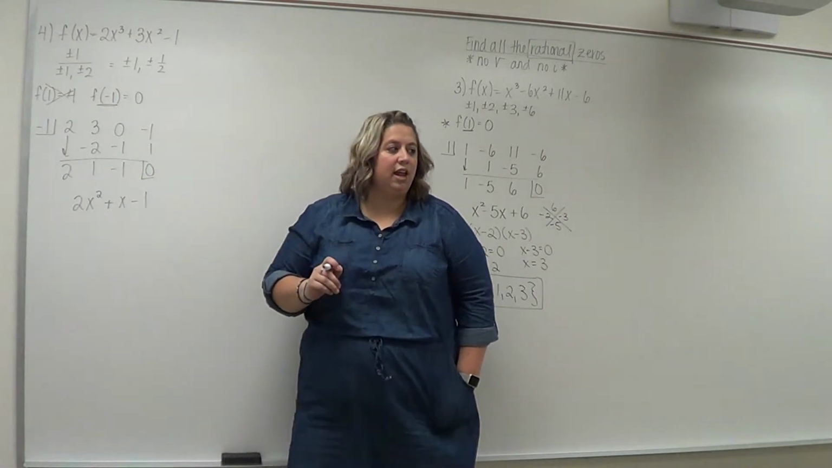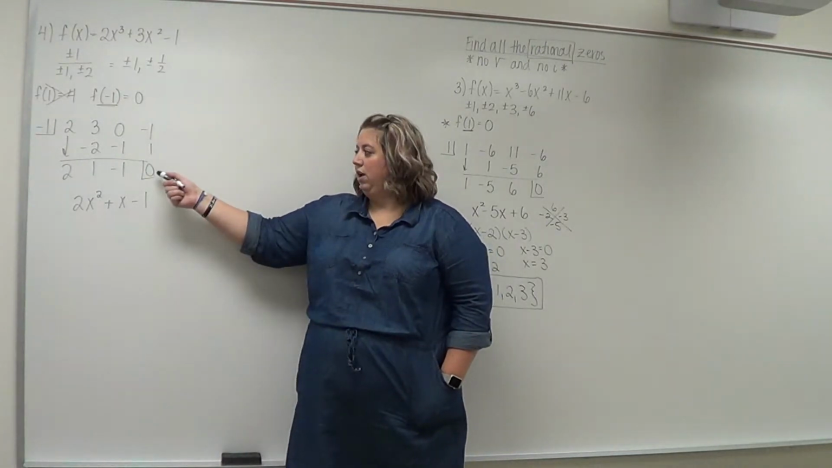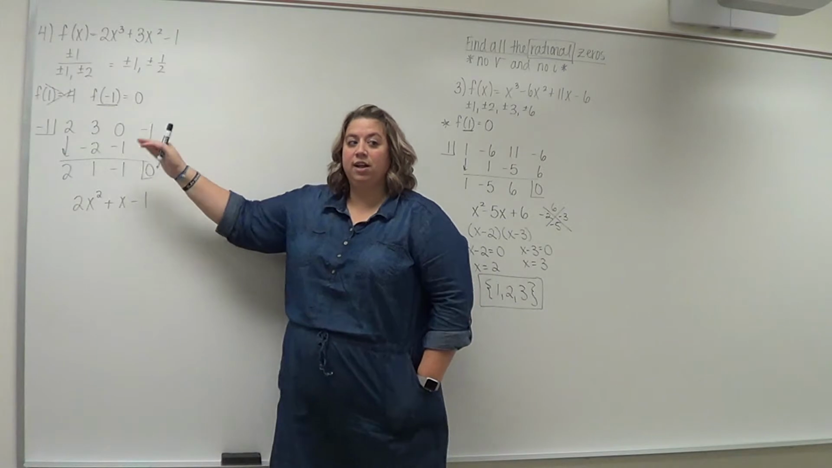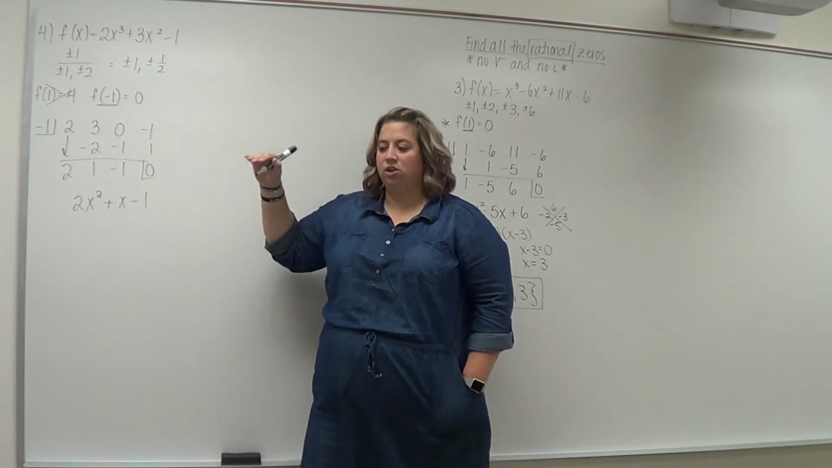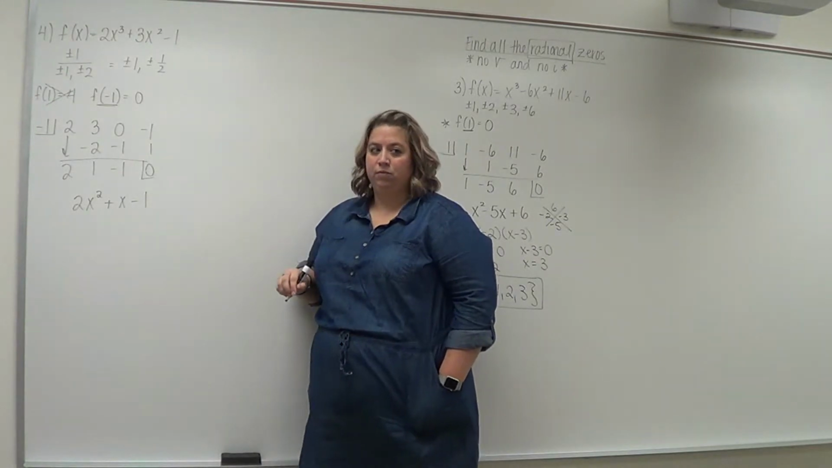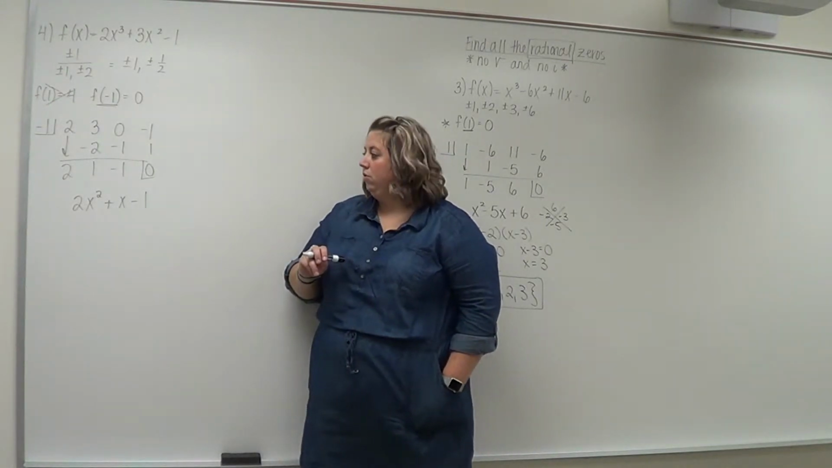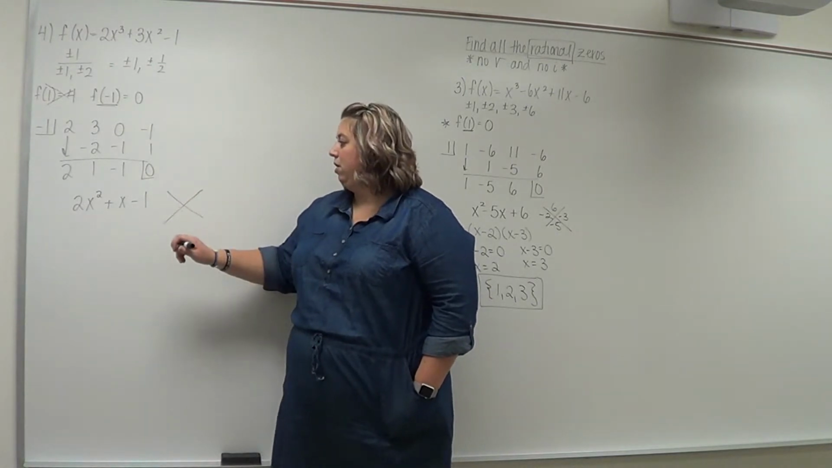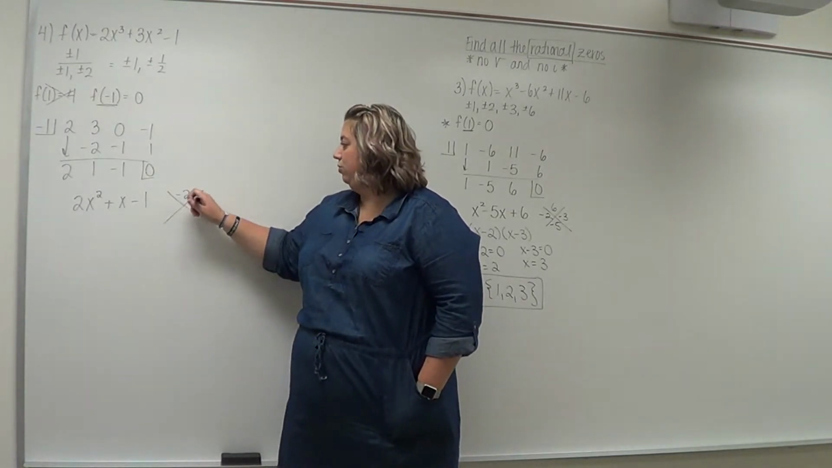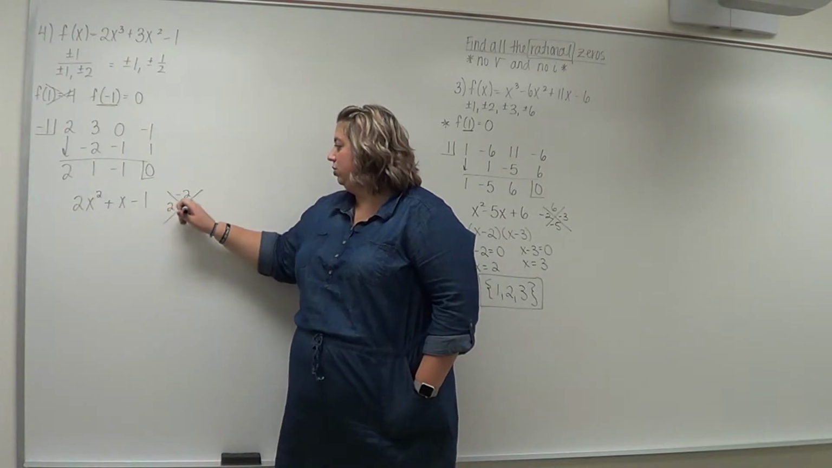When you're doing synthetic division, if you don't get 0 as your remainder, either you've done synthetic division wrong or you have a wrong number here. You should always on these get a remainder of 0. Okay? Let's see if this factors. Multiply to get -2, add to get 1, would be 2 and negative 1.